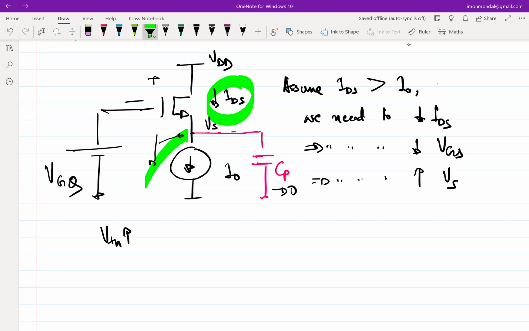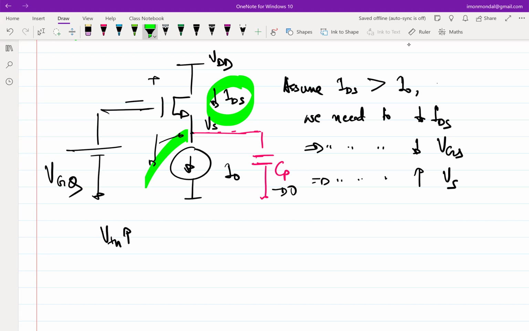So you try to change the IDS by changing the threshold voltage, but the circuit finds a way of figuring out how to keep the overdrive constant. Right? So there is an inherent negative feedback built into this network. So VGS auto-adjusts itself to the value that is required to provide the current of I0.